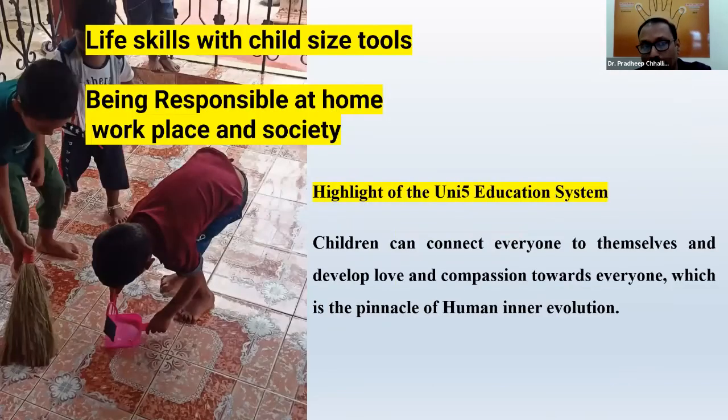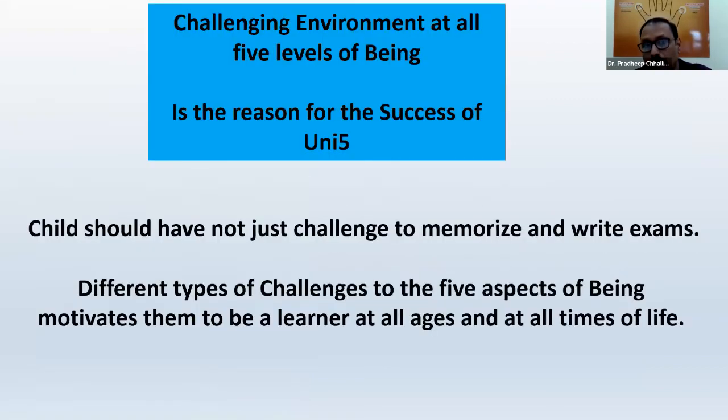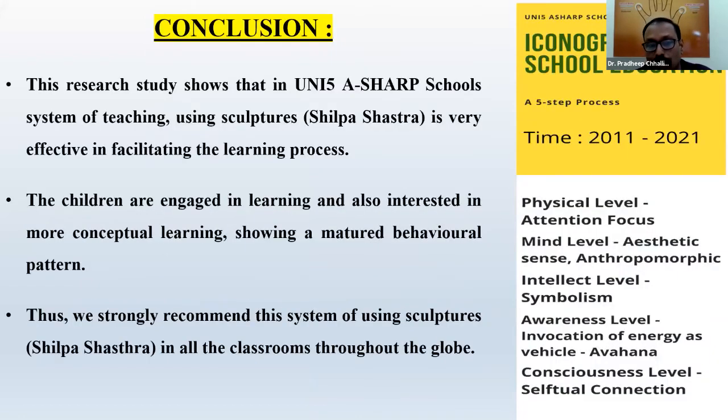So we start with, again, to be, we give child-sized tools like a broomstick and cleaning materials, being responsible at school, at home, at workplace, and society. So the child should be given a challenge not only to memorize and write exams, but at all the 5 levels. And that's the conclusion that we come to, introducing the unified A-sharp system of teaching using sculptures.